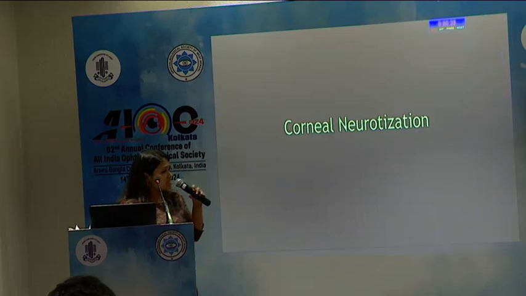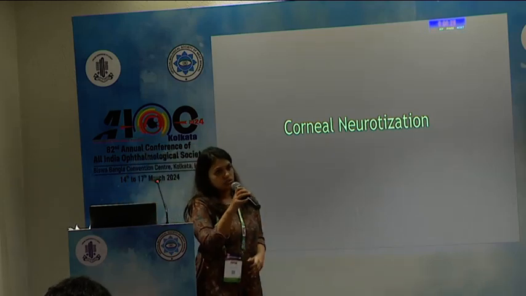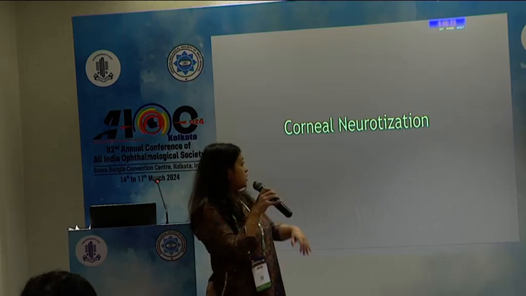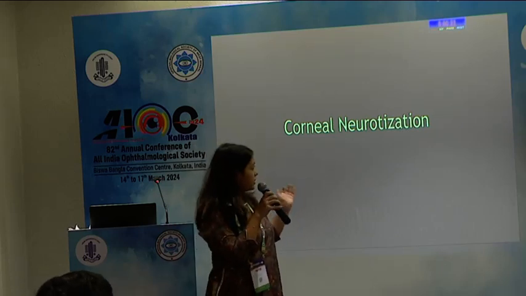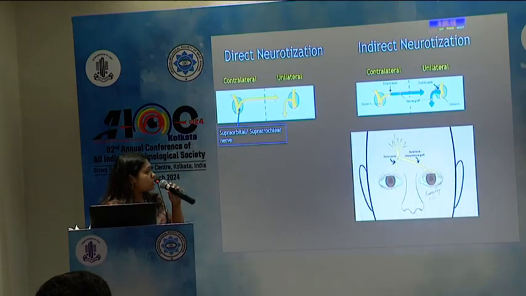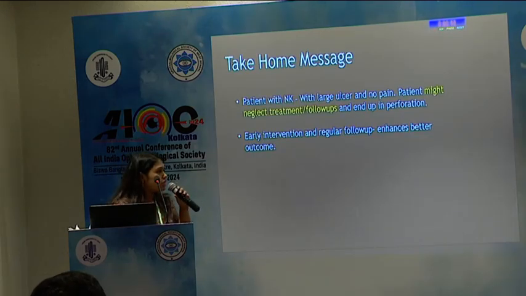I would like to stress upon something which is very new. What if you could treat the root cause? So you could regenerate the nerve supply to the affected limbus. It can be done via sural nerve graft, which is indirect neurotization, or you could do a direct neurotization through the already present supraorbital and supratrochlear nerves.